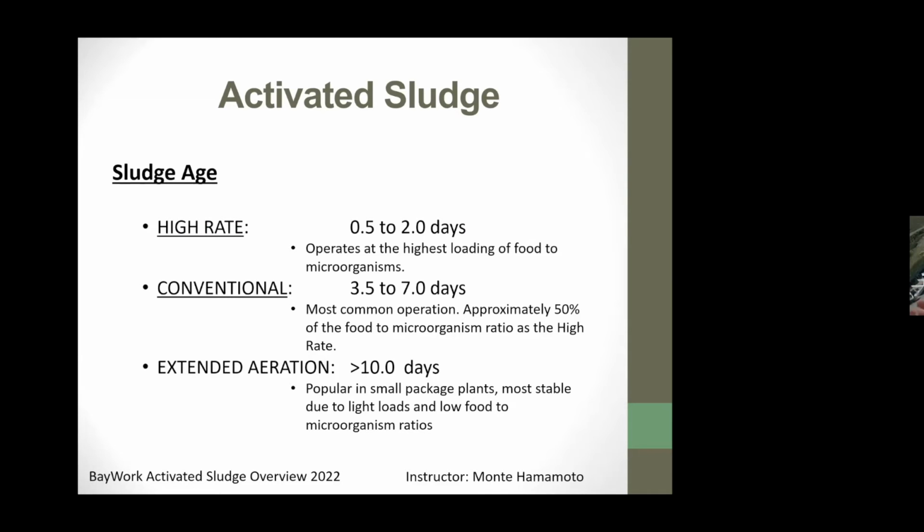And these are just some of the parameters. In a high rate activated sludge system, the sludge age is 1/2 to 2 days. You can operate at the highest loading, highest F to M, at a high rate. A conventional rate, most common operation, you're going to run the F to M about 50% of the high rate. So anyway, the important thing is it's about 3.5 to 7 days. And then if you get into extended aeration, you're looking at greater than 10 days of a sludge age.